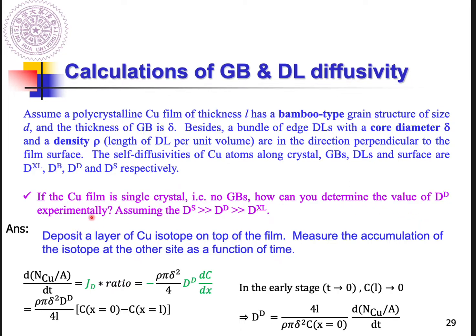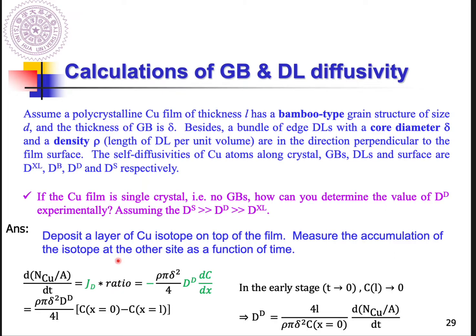So the idea would be similar to what we told you in region C. There's an example we gave you to get the diffusivity of the grain boundary in region C, right? So also, we just deposit a layer of copper isotope on top of these materials. Then we measure the accumulation rate of this isotope at the backside of the film at different time points. So the idea will be that now the diffusing atoms diffuse through the dislocation. So we need to get the flux.